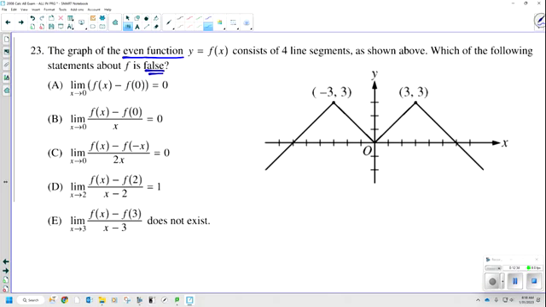So, let's look at A. If I throw a 0 into this x, okay, that's f of 0. That's this coordinate here. F of 0 is 0. We have a coordinate 0, 0. When x is 0, y is 0. So I get 0 minus, well, f of 0 is 0. That is 0, so that's true. Okay?